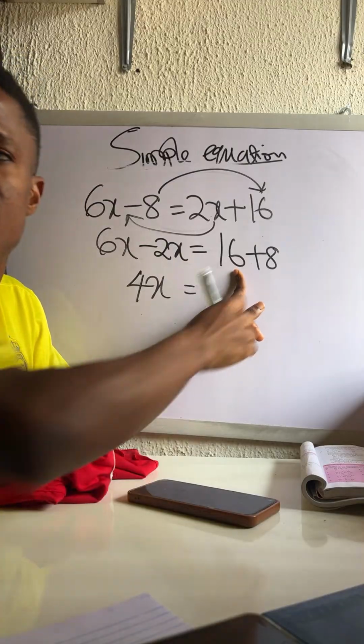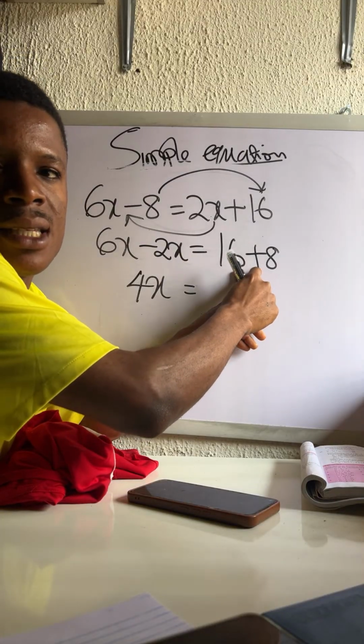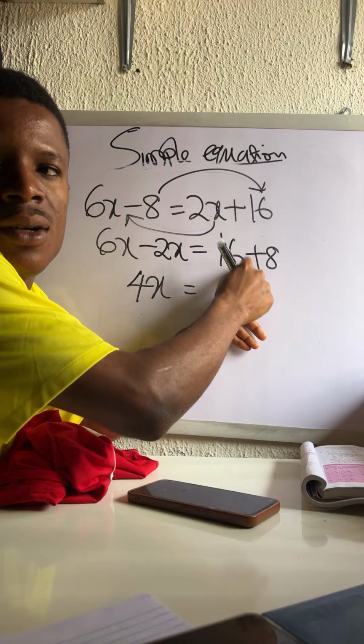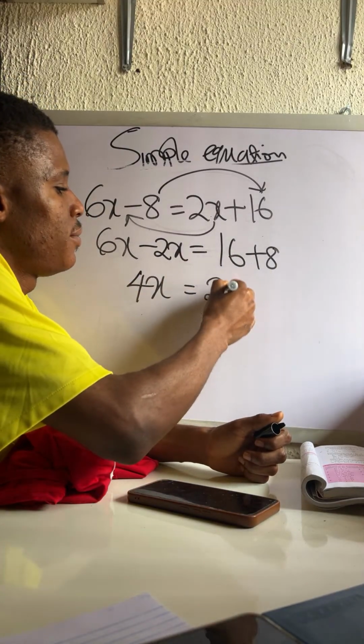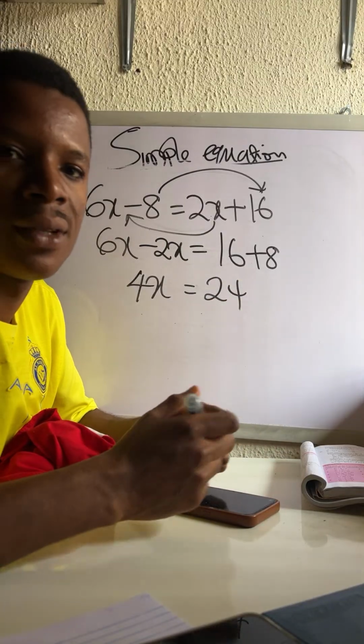Good. So you have it as 4x, and that's equals to, then help me again, don't leave, help me. What's 16 plus 8? Let me know in the comments, let's move on. 16 plus 8 is 24, okay? You have it as 24.